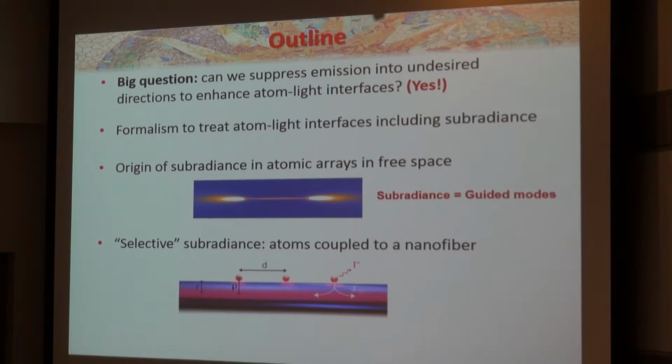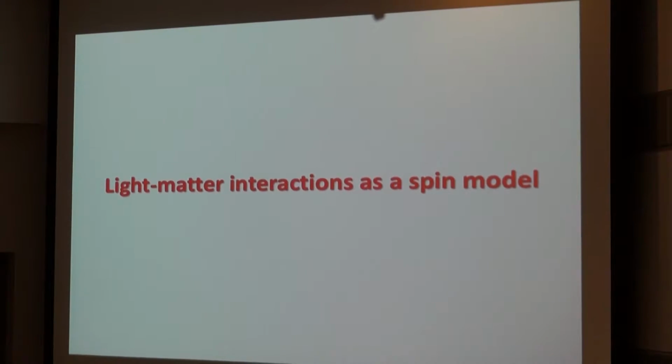And it turns out you can get this selective subradiance by trapping atoms close to an optical nanofiber or some other kind of photonic structure. So I'm going to try to keep it conceptual and simple for most of the talk. And then at the end, I'll try to say a little bit about experimental considerations. What would it really take to see these effects?